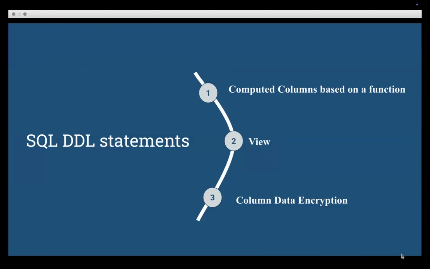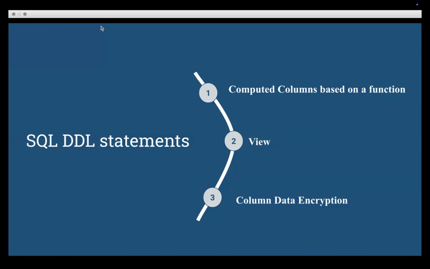Okay. This slide highlights three key aspects of SQL DDL statements, focusing on their roles in our database implementation. First, we will explore how computed columns are created using functions to automatically calculate values in a table.